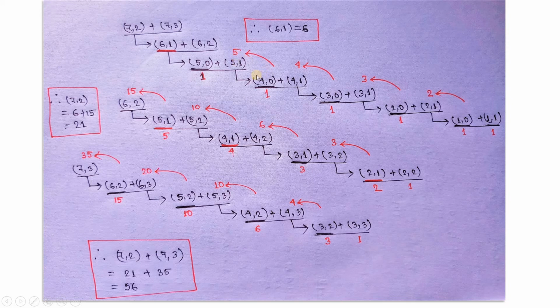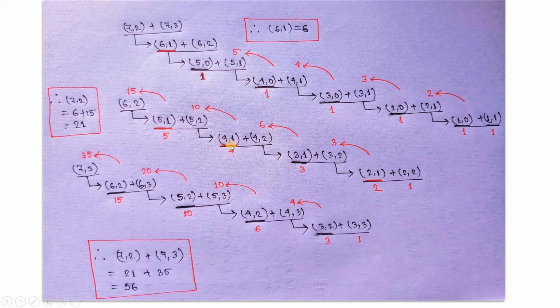This 5 was returned from these two values. So our value of 5.1 was 5. So we'll write the value of 5.1 here. So next we'll call the 5.2. So 5.2 will be 4.1 and 4.2.